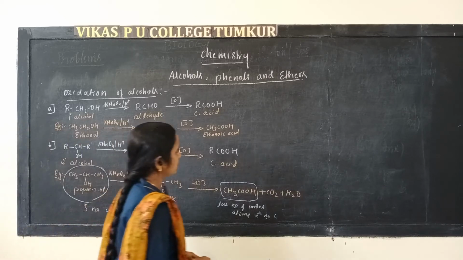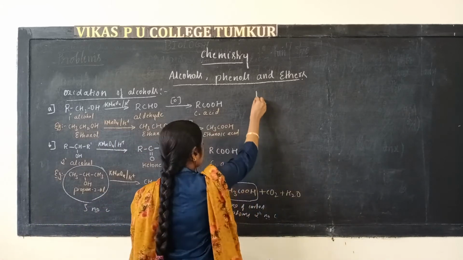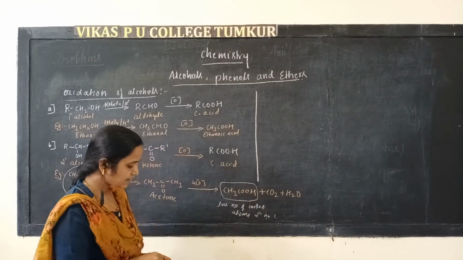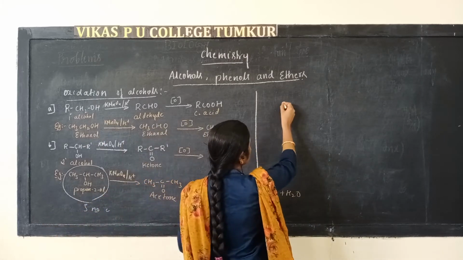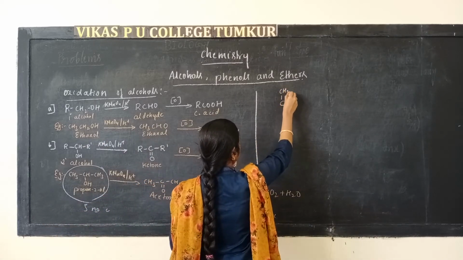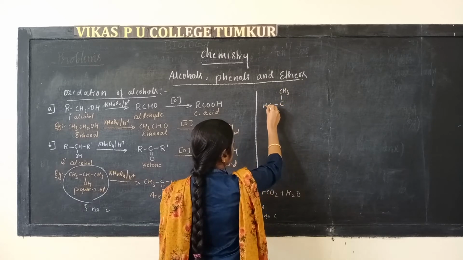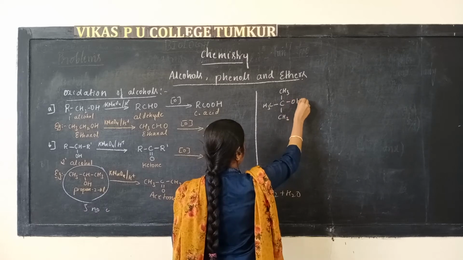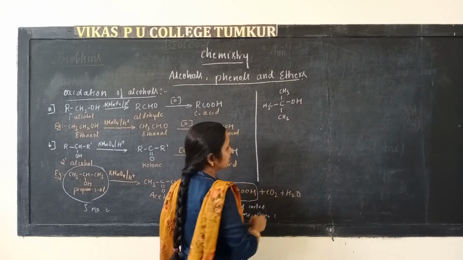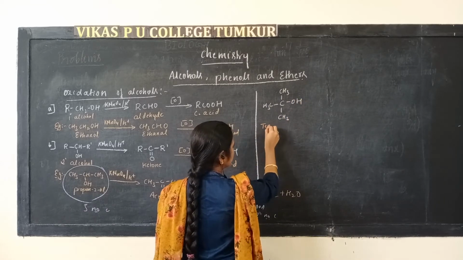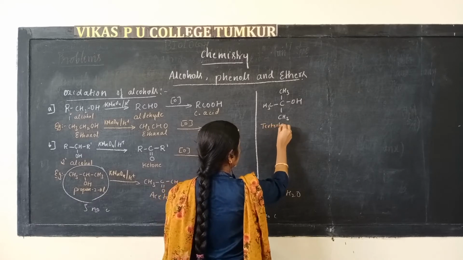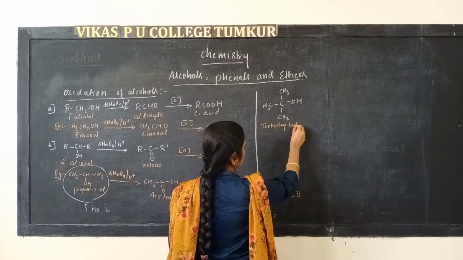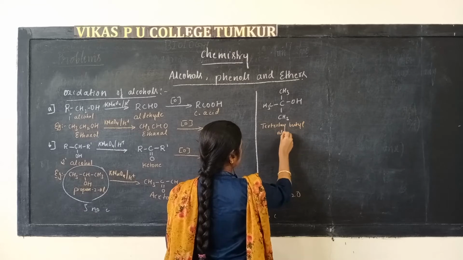Next we are going to discuss the tertiary alcohol. We are going to get that tertiary alcohol. The name of this compound is tertiary butyl alcohol.